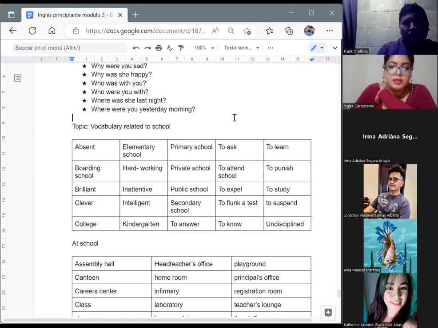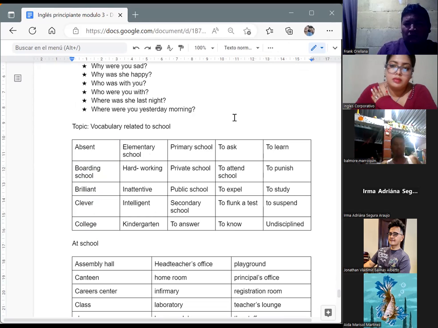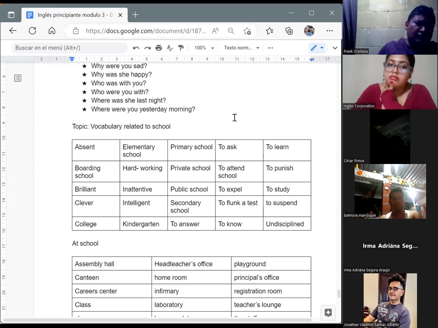For the first one, absent. What is the meaning in Spanish for absent? What do you think is the meaning of the word absent? In that case, the word absent means ausente. The next one. Boarding school means internado. A boarding school is un internado.